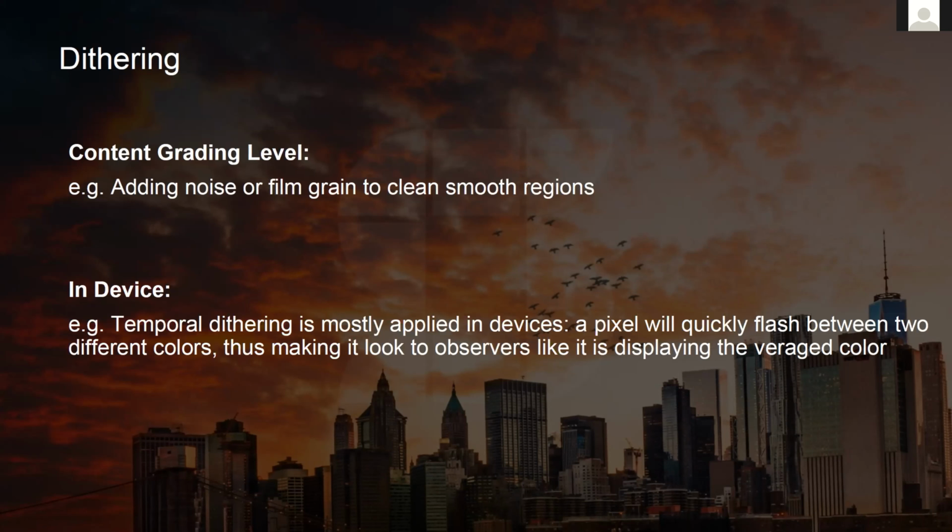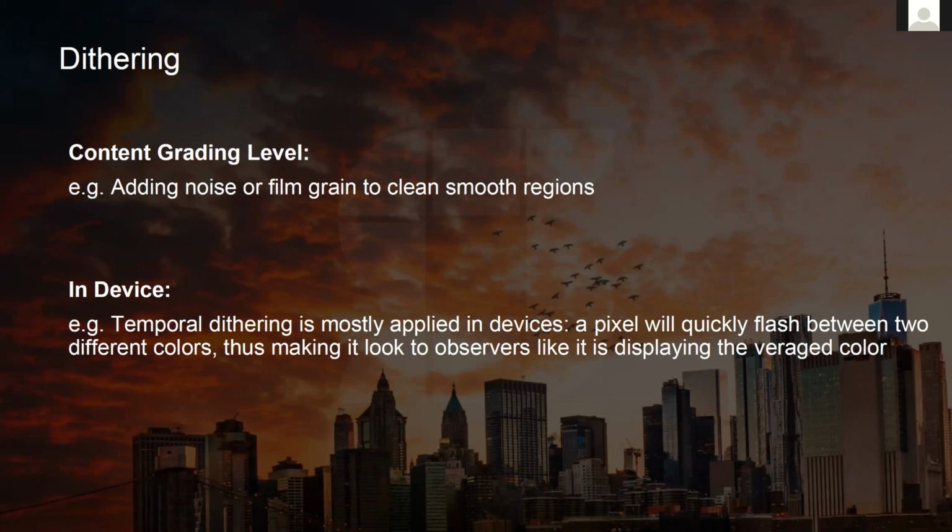So I brought two techniques here. There are multiple techniques more than these two, but I brought two important ones. One of them is applied in the grading suites. When people are grading HDR content or SDR content, a piece of art basically, or a motion picture, they apply this technique, which is basically adding noise or film grain to the clean and smooth regions. At the end of the day, I think usually they end up adding film grain throughout the frame. But one of the most important purposes of doing this is to mitigate banding.